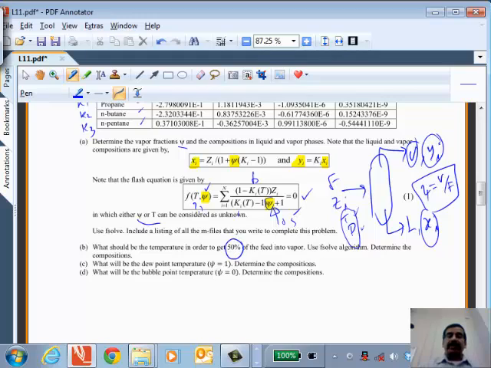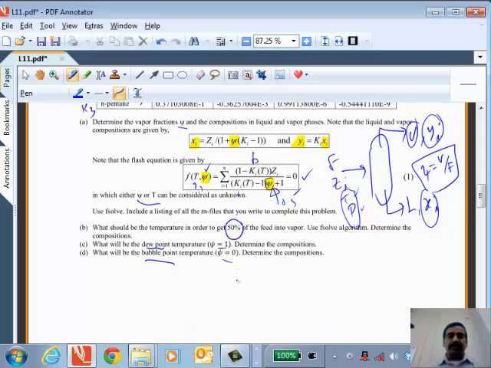The third question is determine the dew point temperature. That means psi equal to 1. And the fourth part is determine the bubble point temperature, psi is equal to 0. We may not have time to do all of them, but we will see as much as we can, and then the program is in the notes. You should be able to study for the rest.